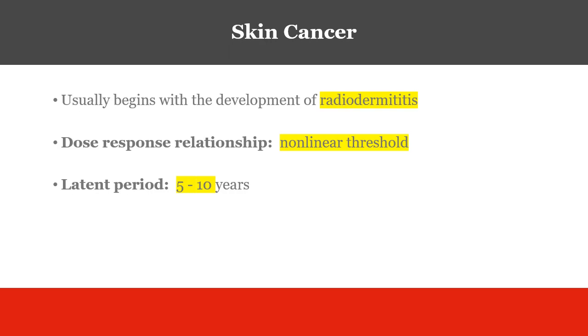People who later developed skin cancer usually began with the development of radiodermatitis first, which is an inflammation of the skin due to radiation. This is the odd type of cancer that does not follow the rules, in that it has a nonlinear threshold dose-response relationship. The latent period for this is also only 5 to 10 years, a shorter period than the standard 20 years for most cancers.